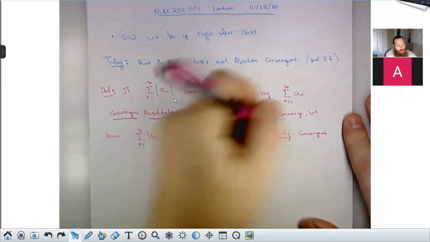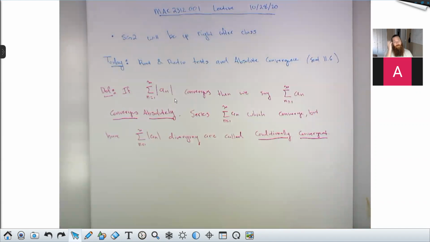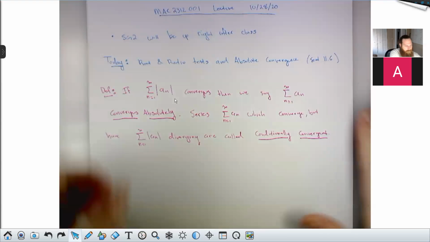So these are kind of the two new terms that we need in order to start talking about the material in this section. Absolutely convergent means when I slap on some absolute values, you stay convergent. Conditionally convergent means when I slap on some absolute values, you go from convergent to divergent. Some examples.